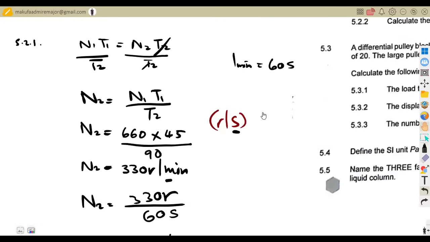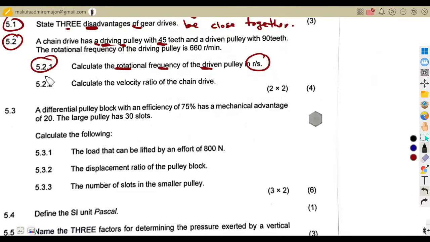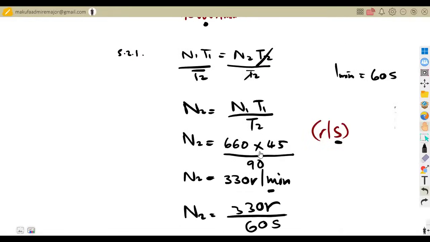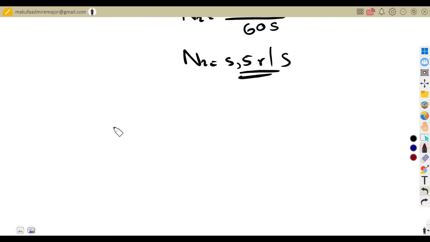Okay, let's consider the other question. 5.22. Now calculate the velocity ratio of the chain drive. All right, remember we've got this formula. When you are considering the velocity ratio from our speed, we can use the speed. The velocity ratio is simply the speed on the driven over the speed from the driver in this case. All right, that is the driven N2.